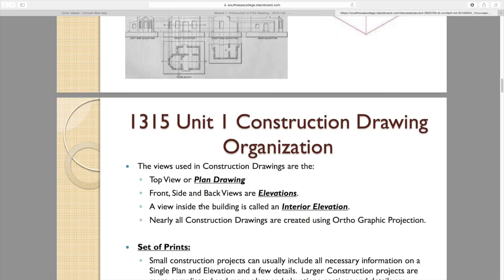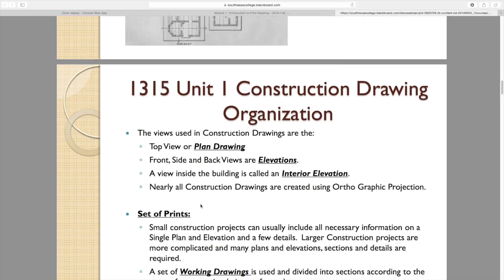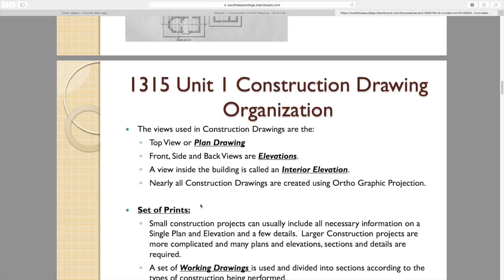Did I go too fast? Yes. Okay. Now the type of drawings. Again, talking about orthographic projection and construction drawings, you're going to be orthographic. They're plan drawings, elevations, interior elevations. Plan drawings are the ones you see from the top view.